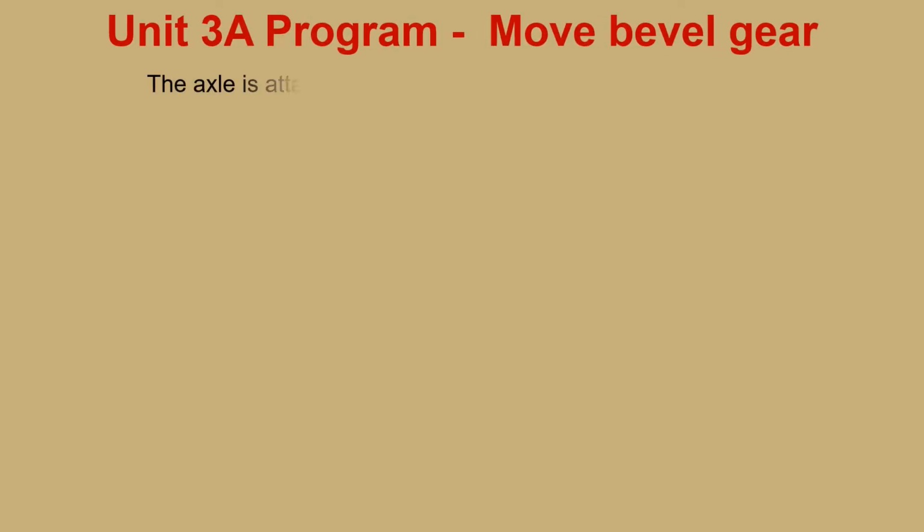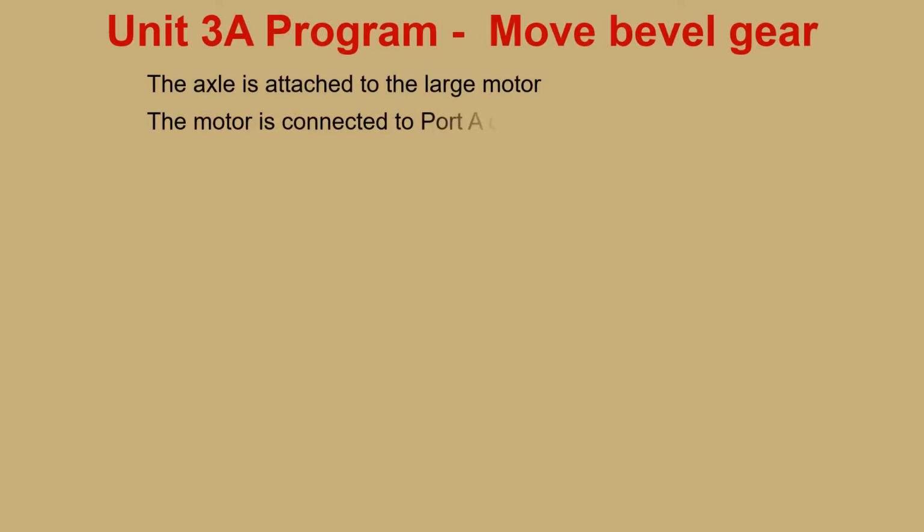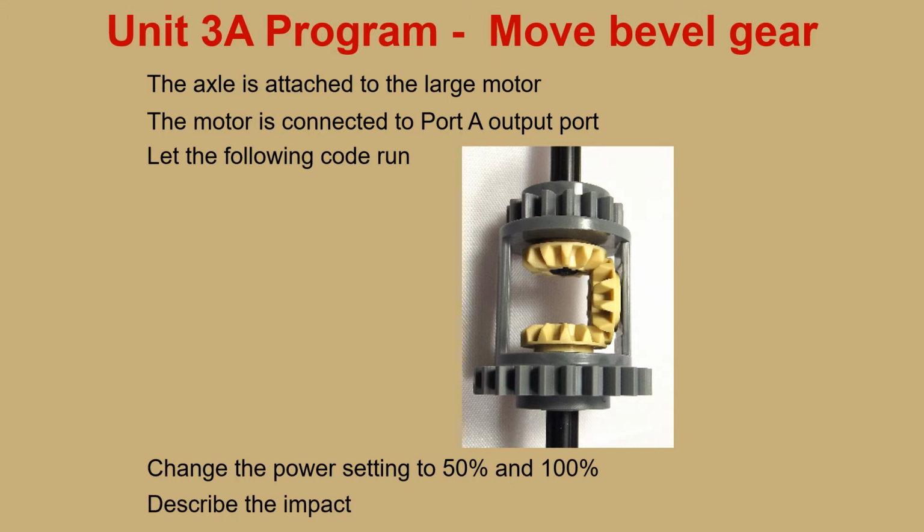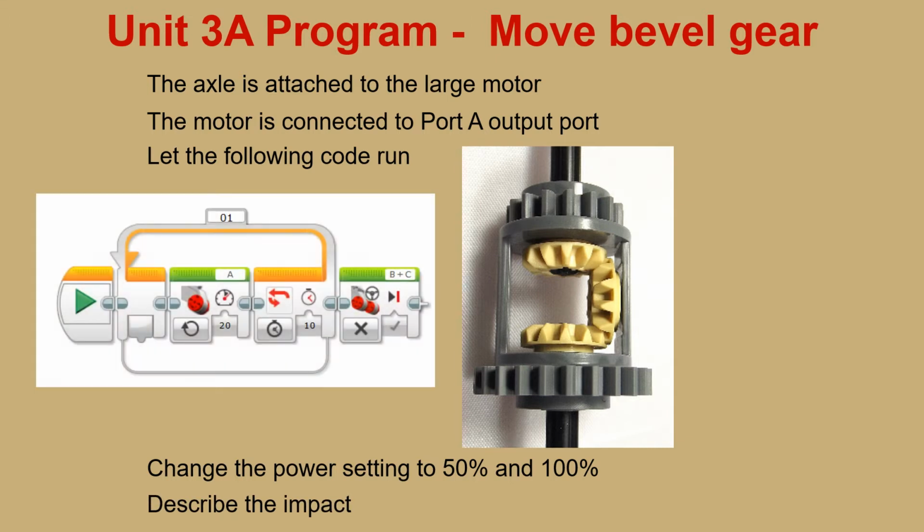So again, to get the code to move a bevel gear, you can have the axle attached to the large motors, and then your structure is attached to a motor. And then again, if you want to run the program, you would say, let's change the power settings to 50 or 100%, and then you need to be able to describe what the impact of that change is.